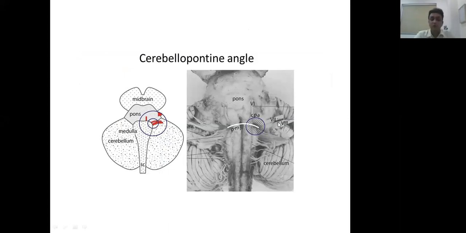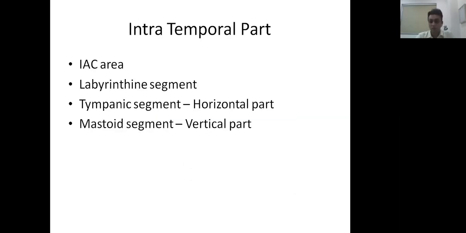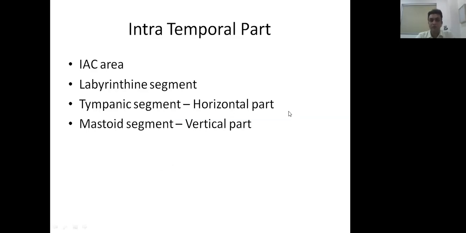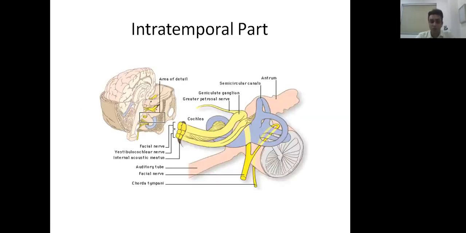cerebellopontine angle. Remember, CP angle or cerebellopontine angle is a very good landmark, very important landmark of the intracranial benign tumors arise in this area. The most common amongst them is a meningioma, and the second most common is an acoustic neuroma. So after the cerebellopontine angle, as you can see in this picture, the nerve goes more laterally. Where would it go? It goes into the temporal bone.